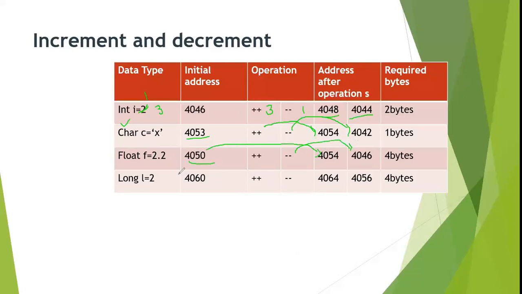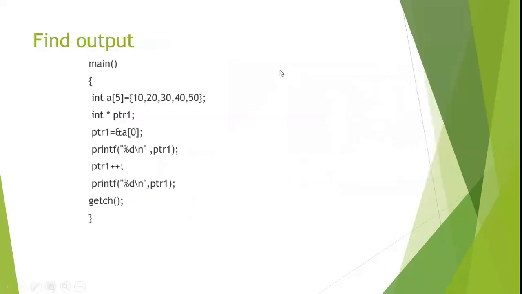And the last one is long L. Long also takes how many bytes? 4 bytes. Long is long int. Talking about long int here, 4060 is the initial address, plus plus will increment by 4 and minus minus will decrement by 4. These are the operations which you can perform on the pointer. This is where you need to find out the output.